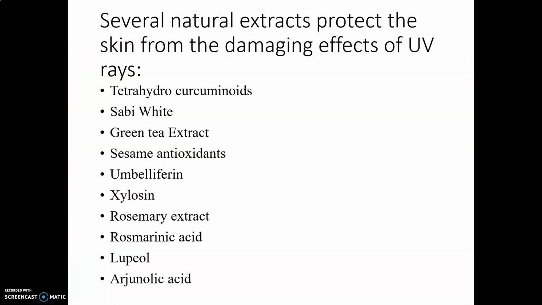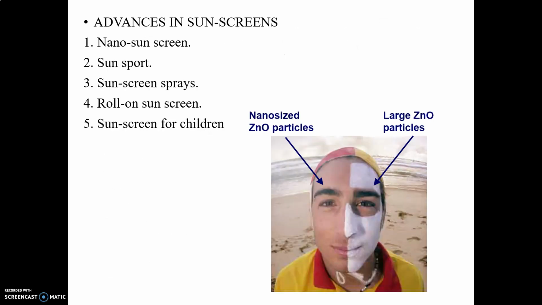We already discussed this. There are many herbal extracts which can be used in the market. Mainly green tea extract is preferred, and these are the advances. That is, nowadays nano sunscreens are there, sun sports products are there, roll-ons are there. So these are the advances in the sunscreen agent.